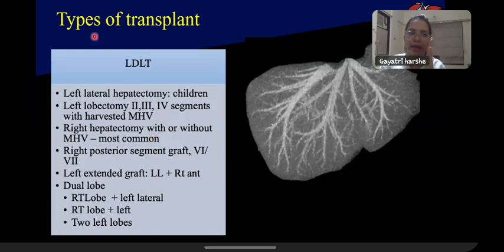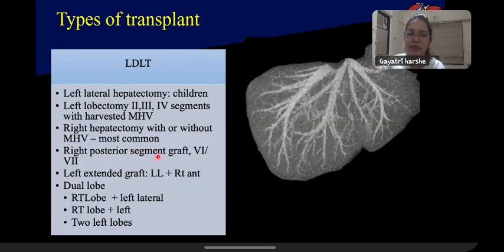But in cases of transplant, how these are slightly different from the routine resection: left lateral segmentectomy or hepatectomy is done for children because they need a small graft volume. Left lobectomy, that is segments 2, 3, 4 with harvested MHV, will be taken. But nowadays, normally they do right hepatectomy with or without MHV. That will be the routine practice, and there will be neo MHV or harvested MHV in that case.